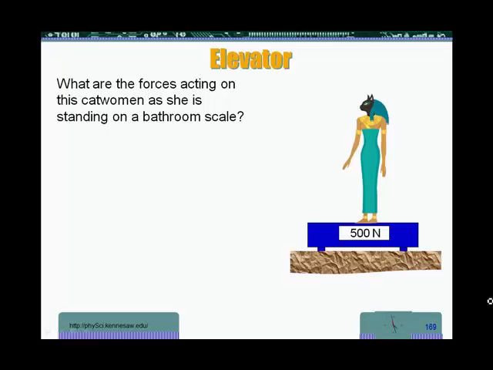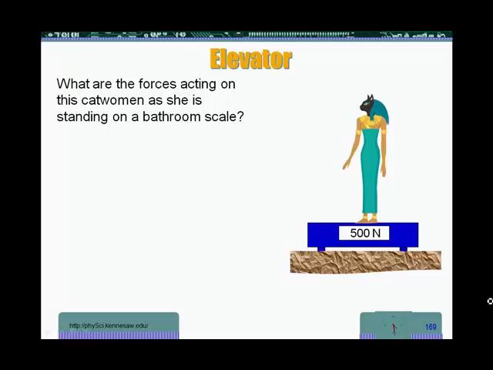Okay, this recording is going to deal with what happens in an elevator, and then we have another example that deals with another situation, another application of Newton's laws of motion. Now, the elevator problem is a classic problem. It has some interesting conceptual implications, and that's why we are doing it.